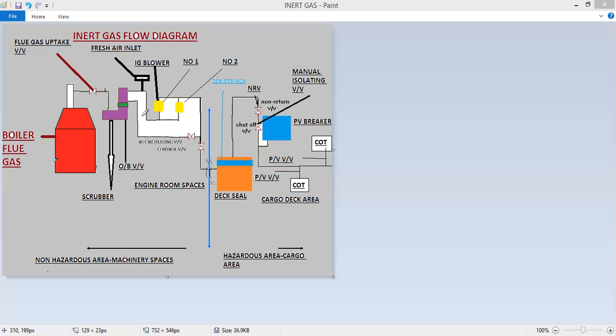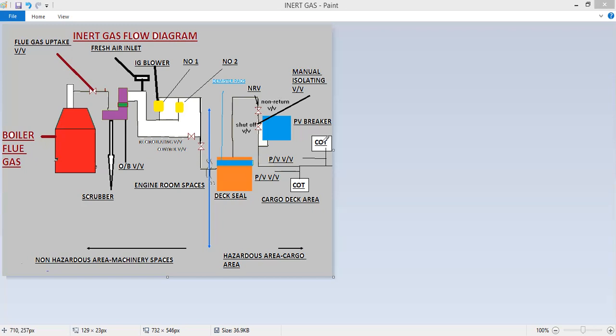Once it reaches here, the blowers are run. This blower sucks this gas from here and it passes onto the deck side. When it reaches the deck, it passes through the deck seal, and from the deck seal, it goes to the NRV valve. And from the NRV valve, it goes to the IG line on deck. And from the IG line on deck, the relevant tank valves are opened and the IG passes into the tanks.